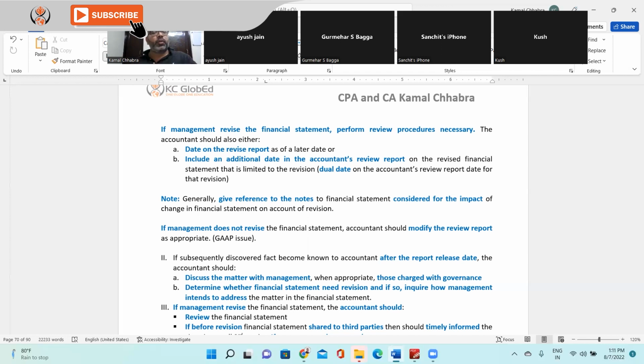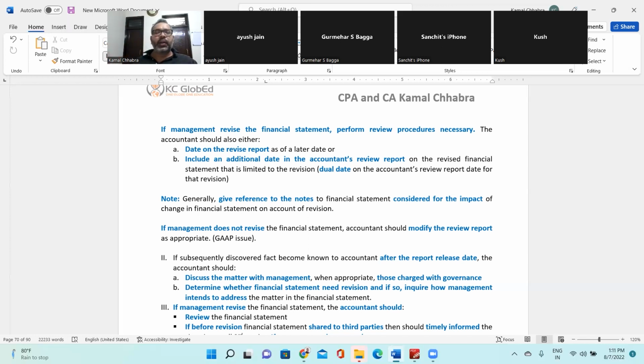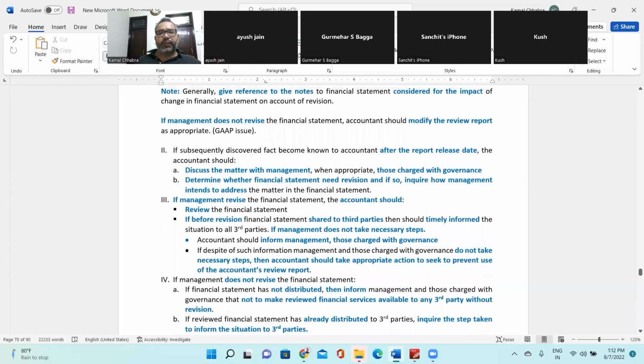In the second report, you will give the reference of the original report for which you have audited or reviewed everything. Only this subsequent fact, which came to your attention later, has been reviewed subsequently, and this report is, you can say, an extension of the original report. So here it will be two reports with two dates. Generally give reference to the notes.